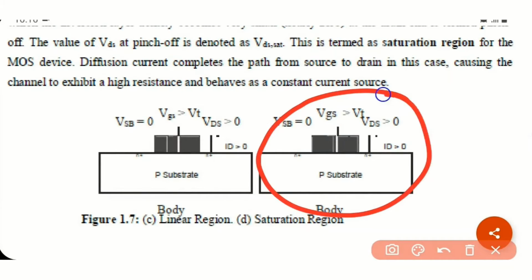So the saturation region of the device. Diffusion current completes the path from source to drain in this case, causing the channel to exhibit a high resistance and behave as a constant current source. So your device will be now in the saturation state.